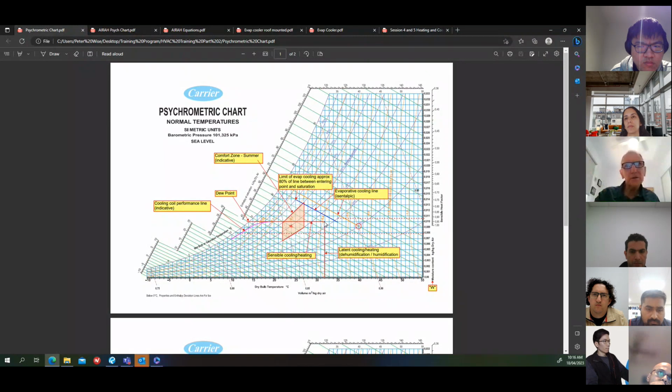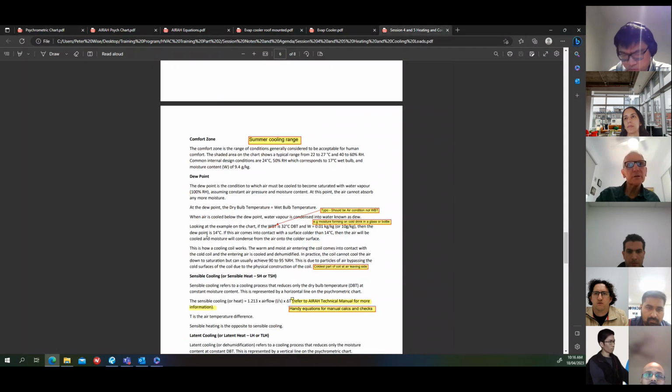And this becomes important because in humid conditions, you get a lot of condensation because the dew point is very high. If the air comes into contact with a colder surface, moisture will start to form and cause dew. Condensation will occur, causing dew. And this is basically the principle of a cooling coil. So this is what I'm leading to.